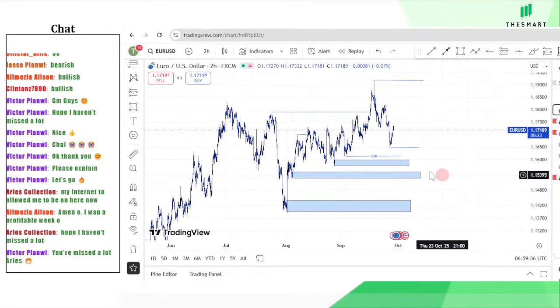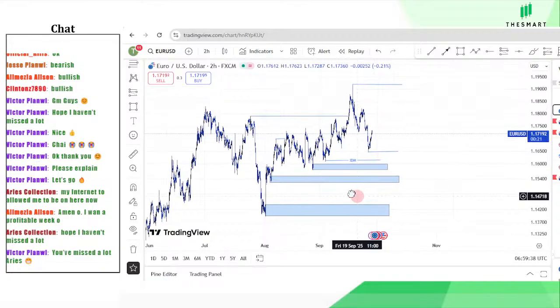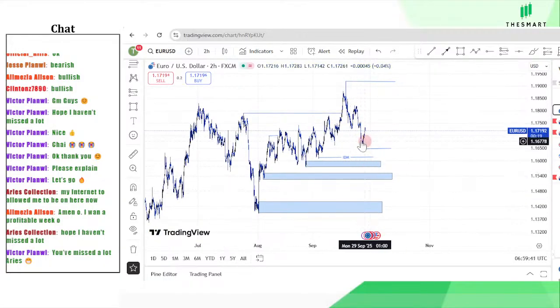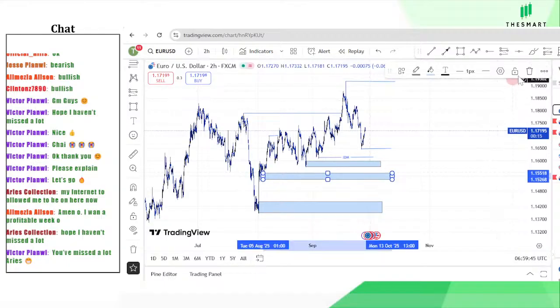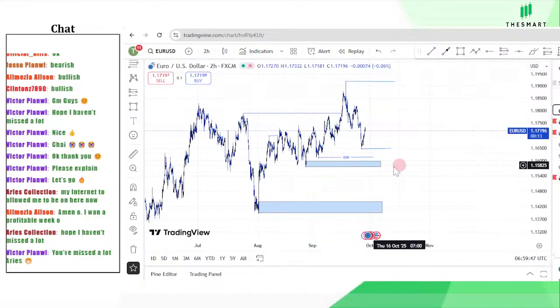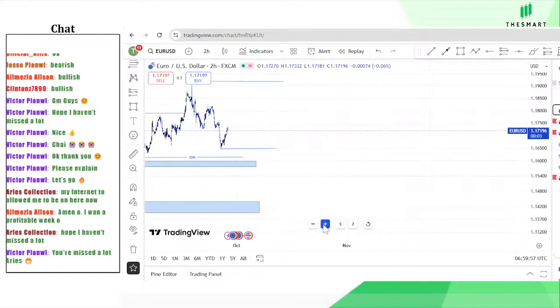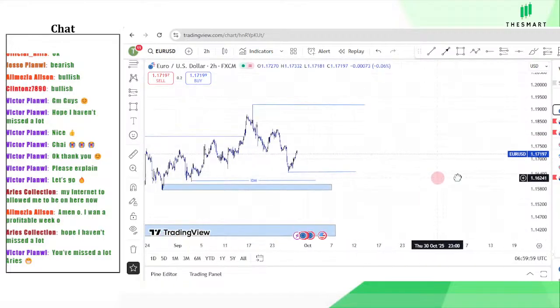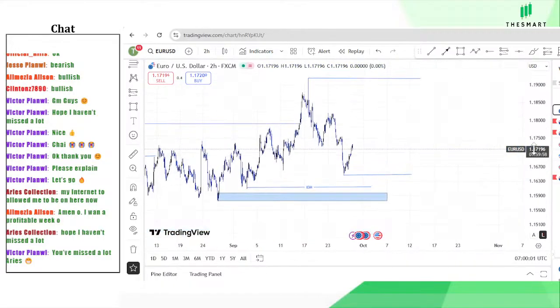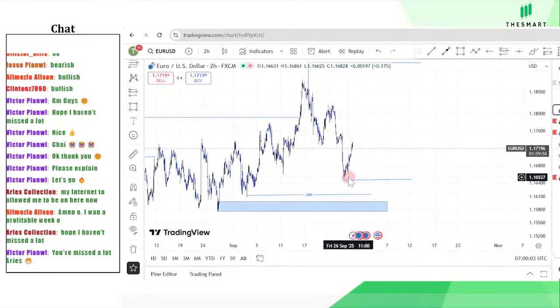So here on the 2 hours, this is what we have. And having this zone, I'll take out this one, and I want to see price react from this one. Why am I taking this one? Let me explain the reason. I'll be expecting price to take out this inducement and react to the upside.